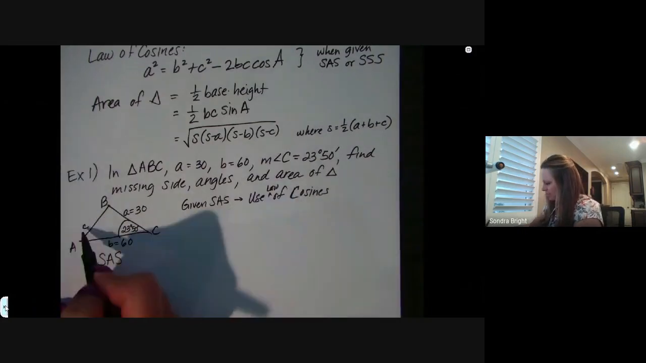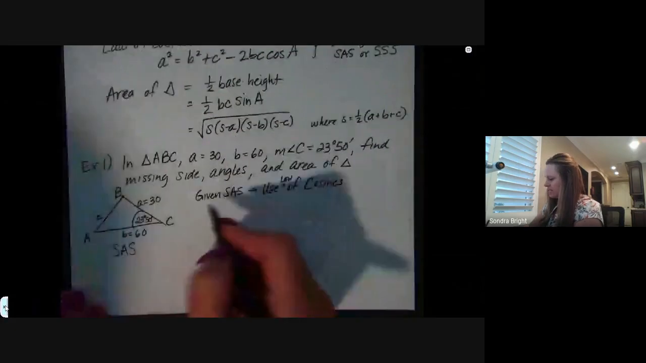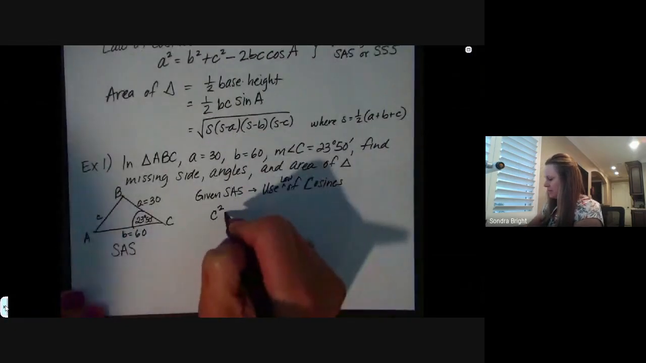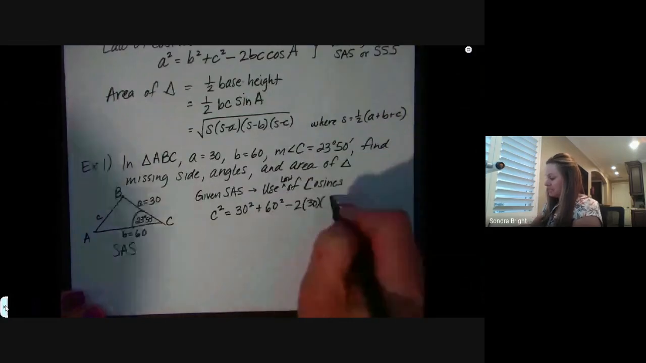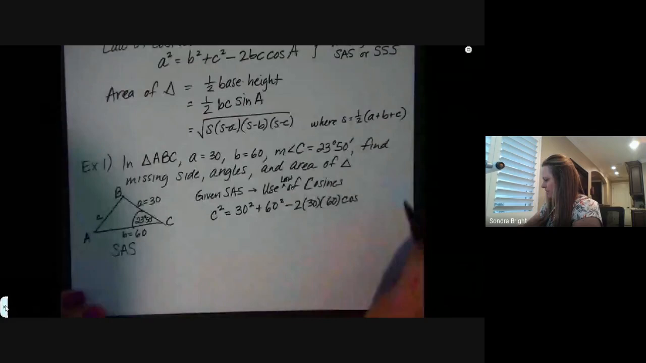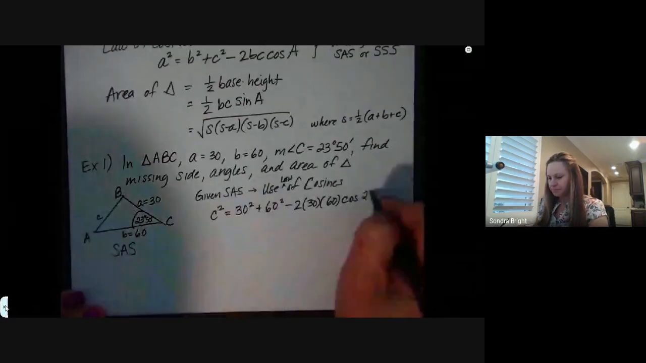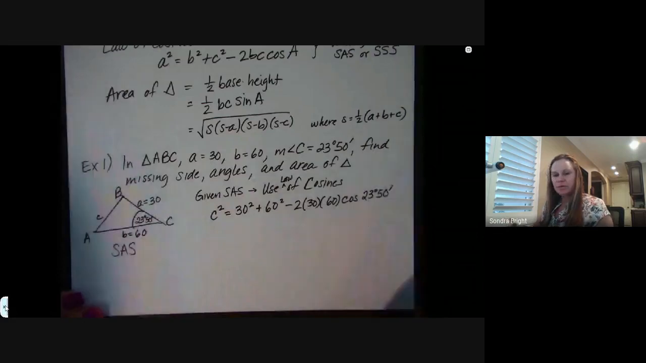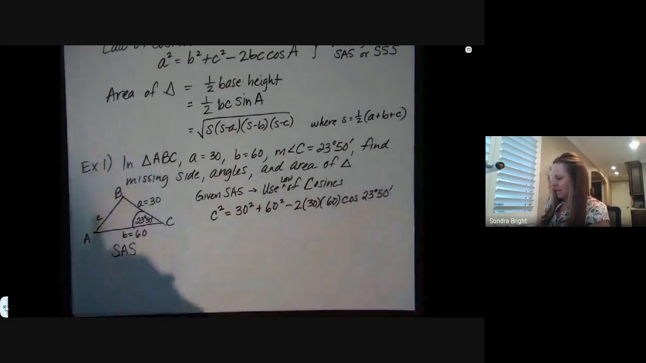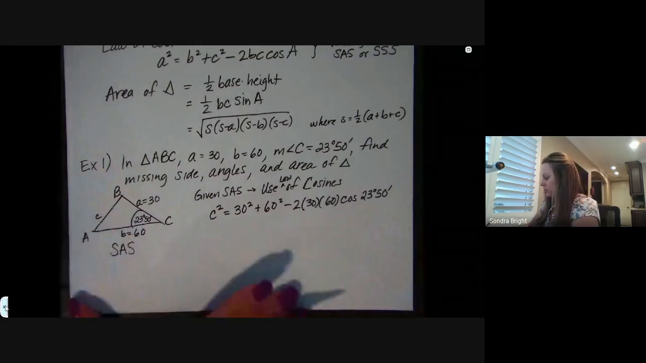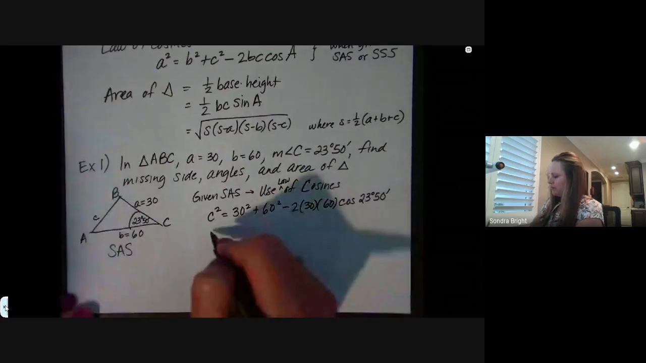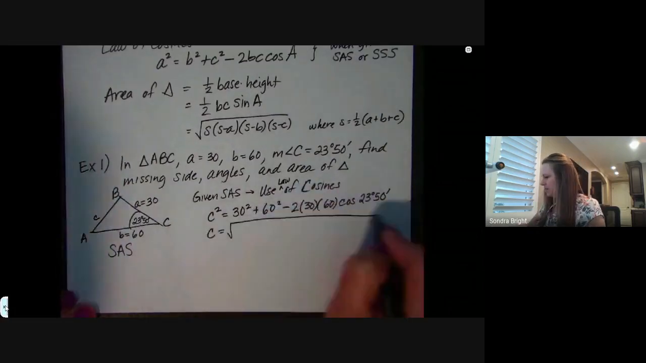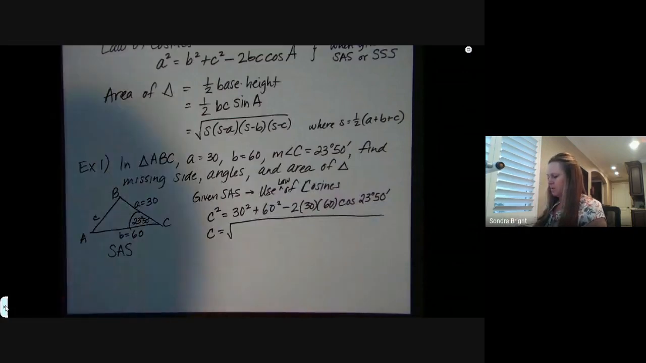law of cosines would be side c squared is equal to a squared plus b squared minus 2 times a times b times the cosine of angle C, which they said was 23 degrees and 50 minutes. All right. Now, super important with these guys that you're going to end up using your store button on your calculator because you should not be rounding until the very end. So C will end up equaling the square root of that whole thing. And so that's what I'm going to put in my calculator. Make sure you're in degree mode.